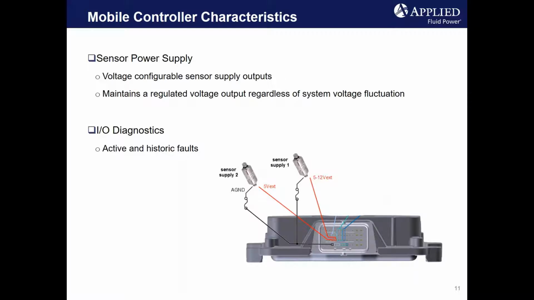Example input faults would be over range voltage or current, under range voltage or current, depending on whether it's an analog voltage signal or a 4 to 20 milliamp current signal. Open circuit, or short to ground, or short to power.